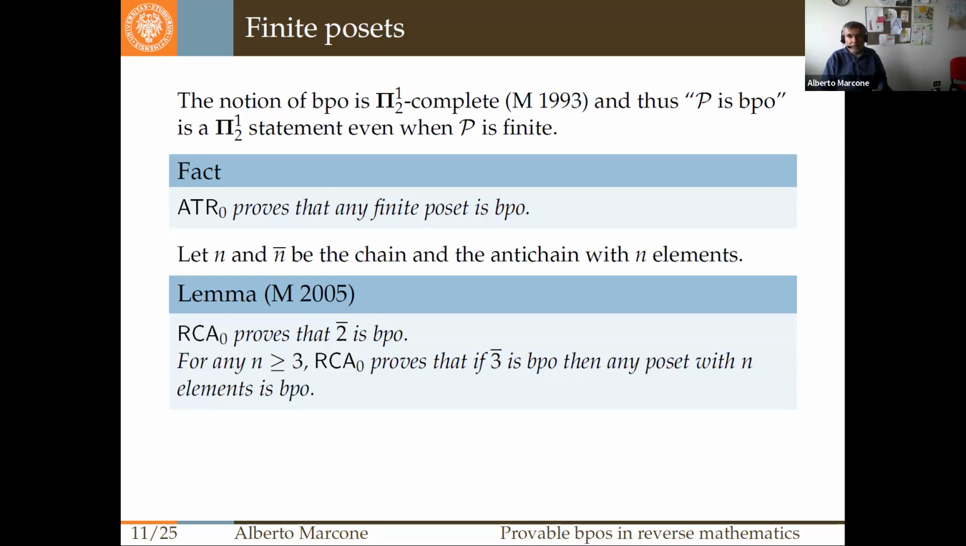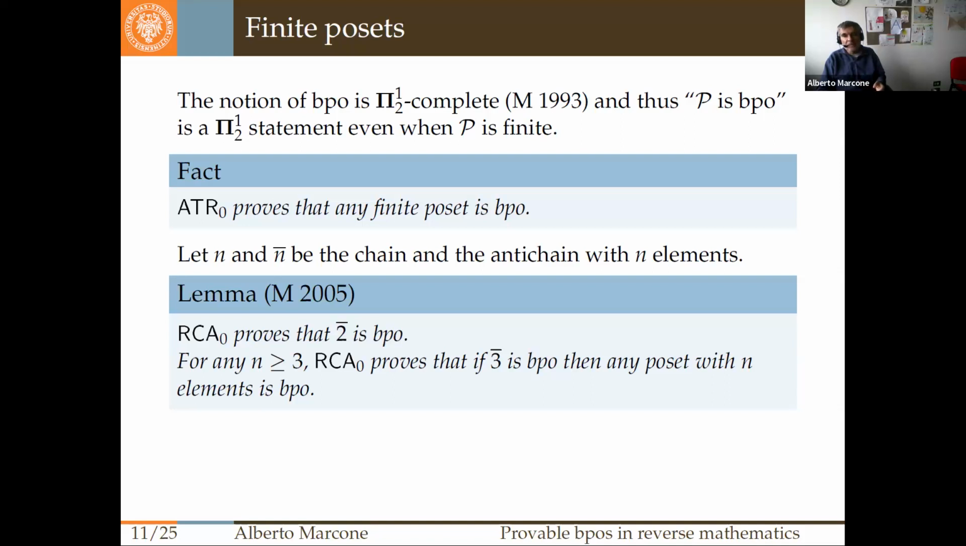In my old paper, I proved that the anti-chain with 2 elements is a better partial order. It's not a particularly complicated proof, but still it needs an argument. It's not something that you can do easily. At the same time, I tried at the time to prove that also the anti-chain with 3 elements was a better partial order, but I didn't succeed.